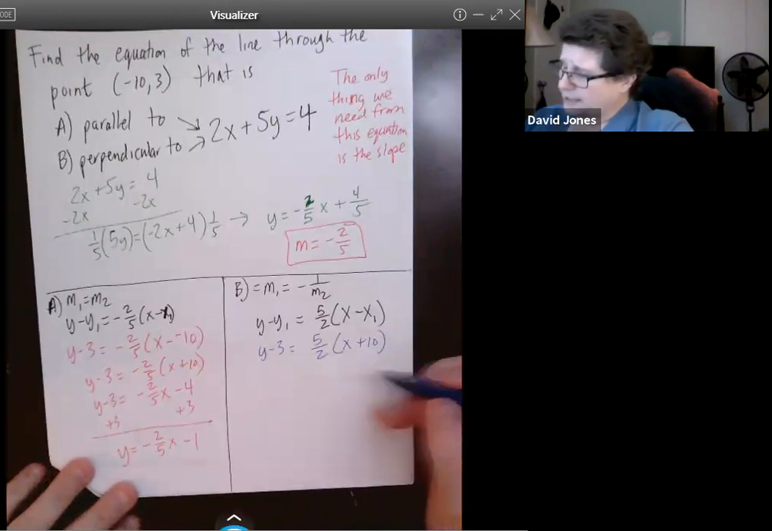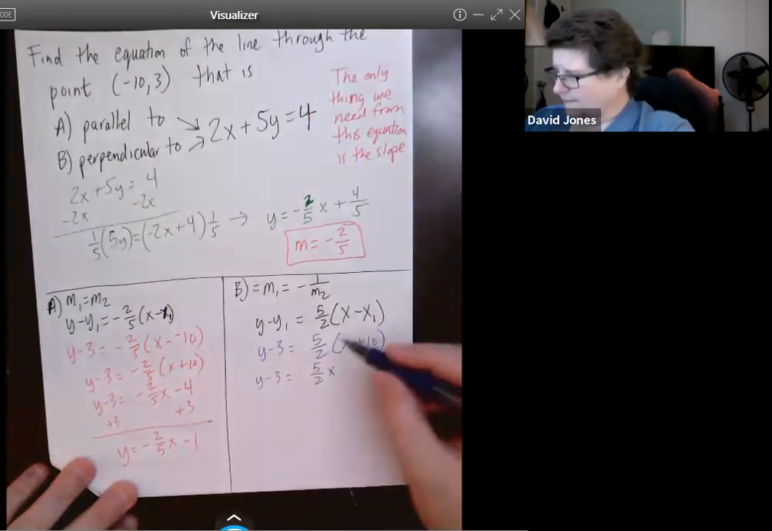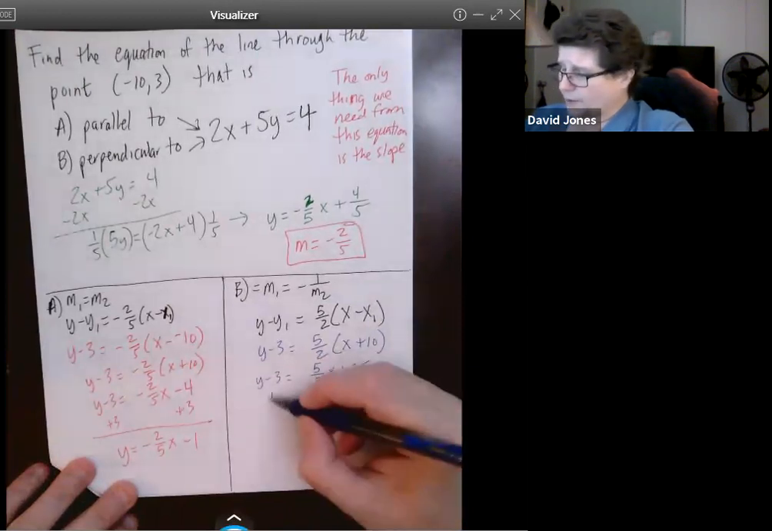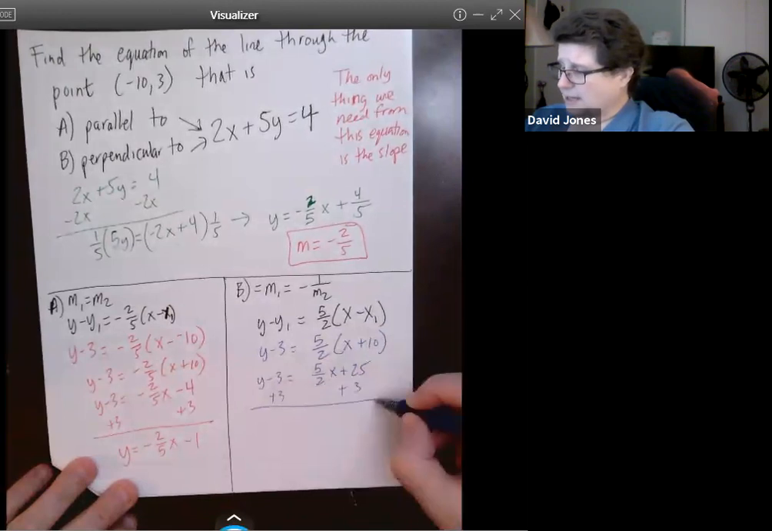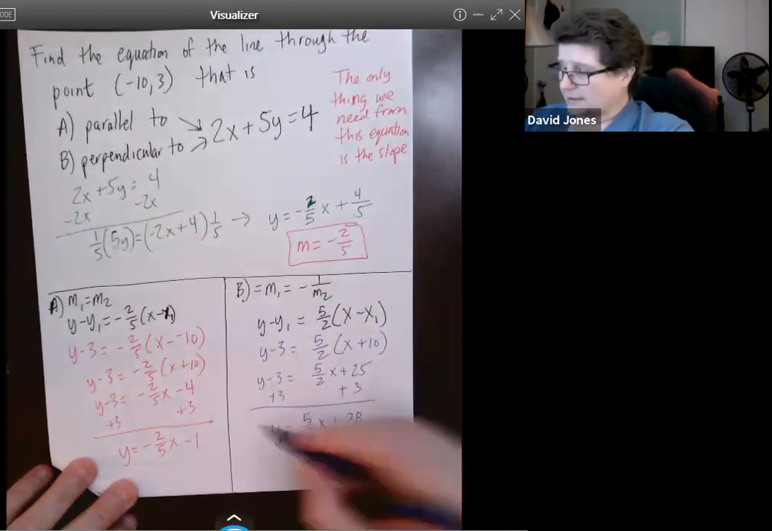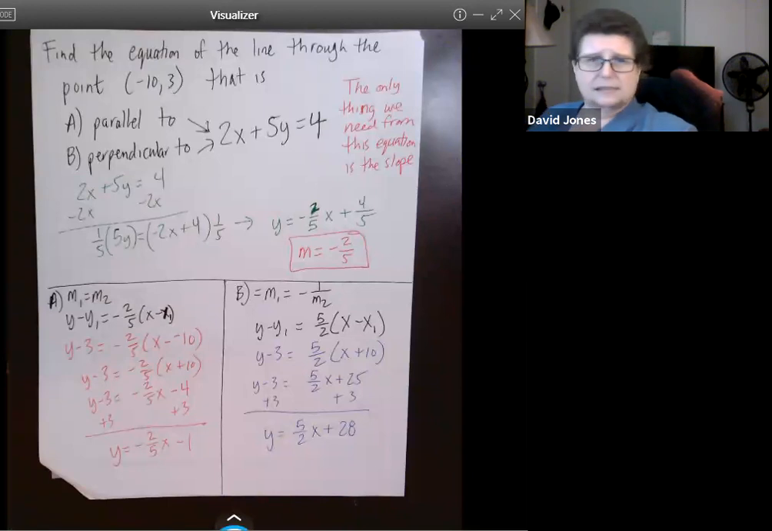The perpendicular line, we will distribute. I got 5/2 x, and then 5 times 10 is 50 over 2 is 25. I'll add 3 to both sides. And I get y equals 5/2 x plus 28. And that's it for 2.5. All done there. Pause it for a second.